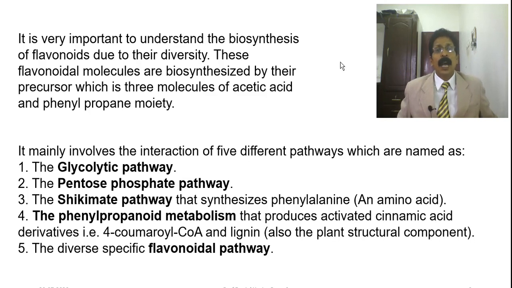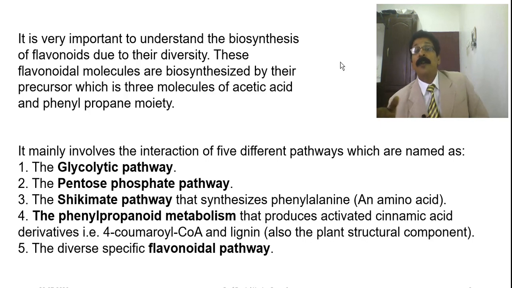And you can see phenylpropanoid metabolism. A phenyl group will be formed by the shikimic acid pathway, and a propanoid group also, and this metabolism produces cinnamic acid. Cinnamic acid derivatives include 4-coumaroyl CoA and lignin. Also a plant structural compound can be obtained. And the fifth one, the diverse specific flavonoid pathway. So you see, in the flavonoid pathway we have many complex structures. We need these pathways, you have to remember.